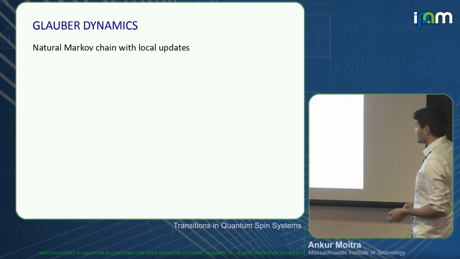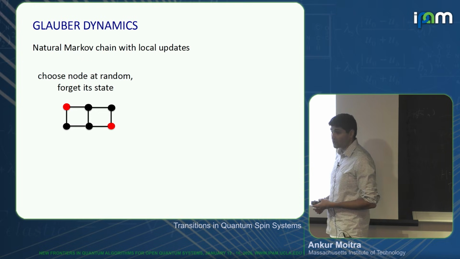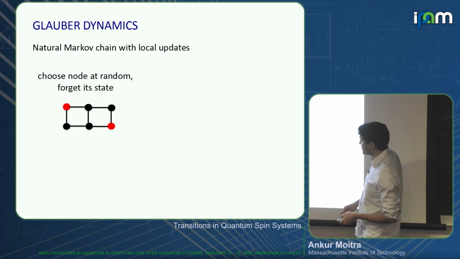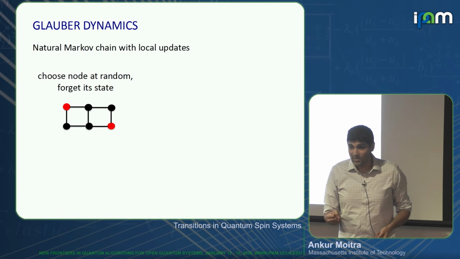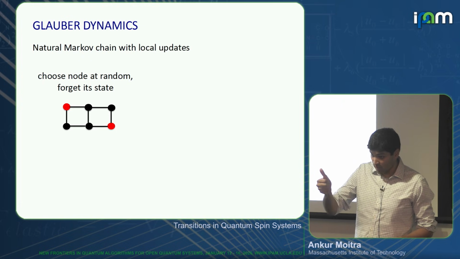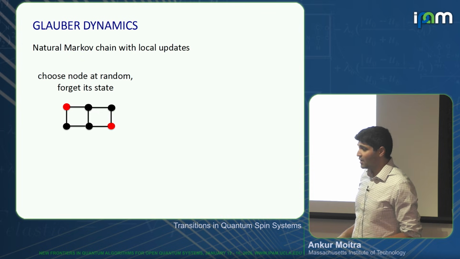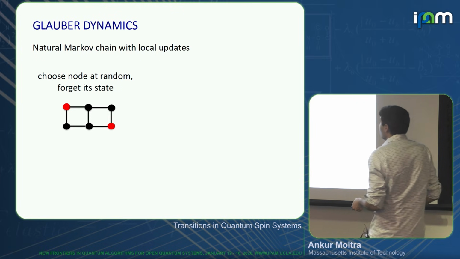So how exactly do you sample from a Gibbs state? There's a very natural Markov chain that's called the Glauber dynamics. And it operates with a very simple principle. You start with an arbitrary state. So maybe I've got black dots that represent spins going in one direction. I've got red dots that represent spins going in another direction. Now, obviously, the state is arbitrary, so it has nothing to do with the Gibbs distribution. But what do I do?